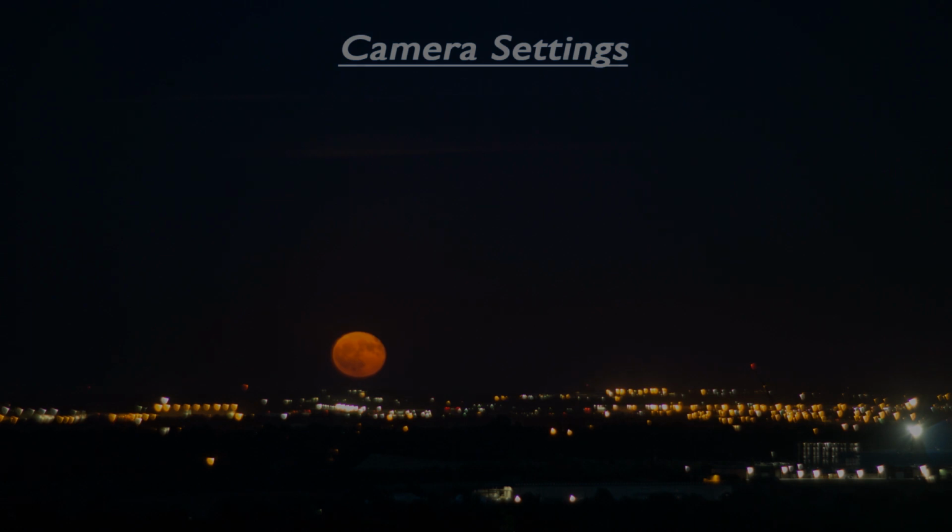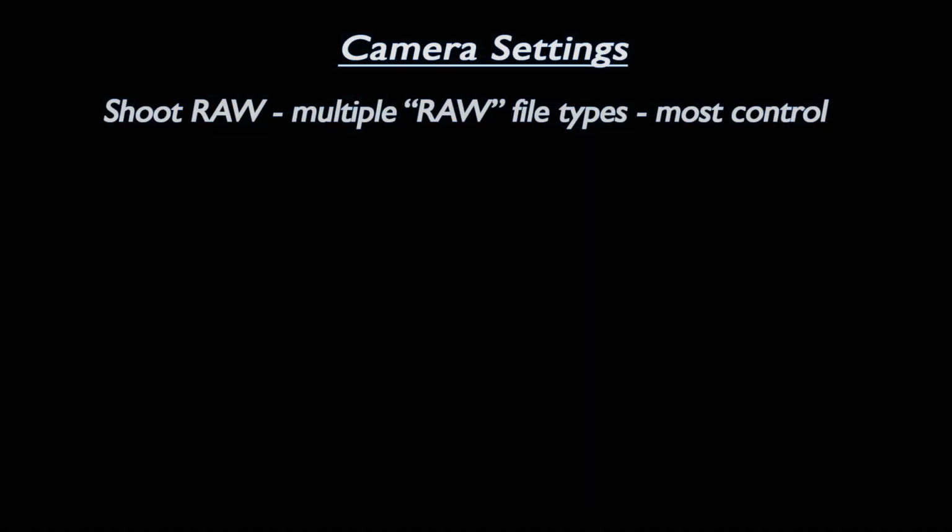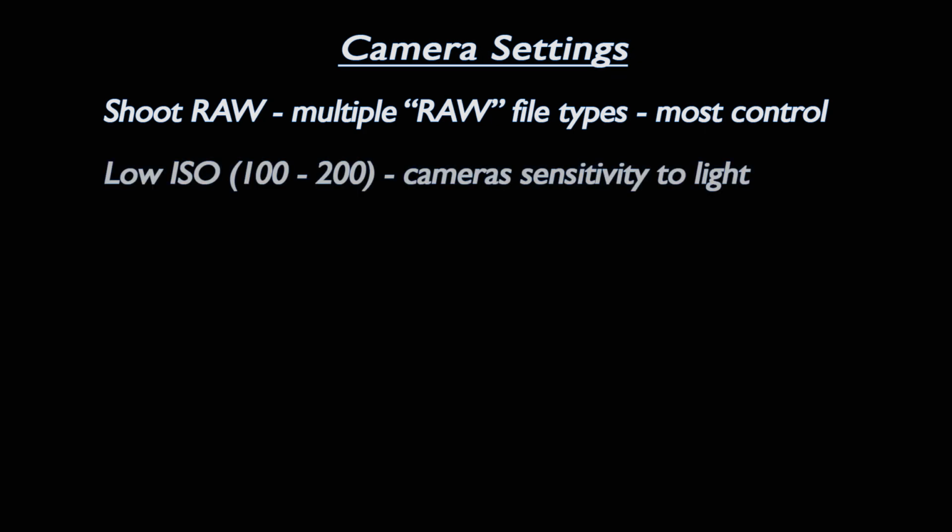So camera settings real quick. As I've said before, RAW is a must if you want the most control over your images. Keep your ISO low. That's your camera's sensitivity to the light, and you're going to be getting a lot of light from the moon as it gains elevation in the sky.